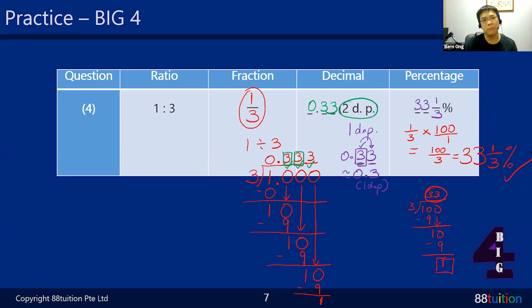Isn't it the same? So a lot of things are the same, so you don't go and stress yourself too much. Understand or not? All right. So that is the way to find the percentage. As a percentage means simply times 100. Okay. So the next question, part 4. All right. The last one for your big 4.